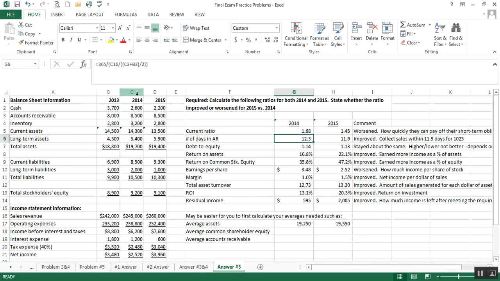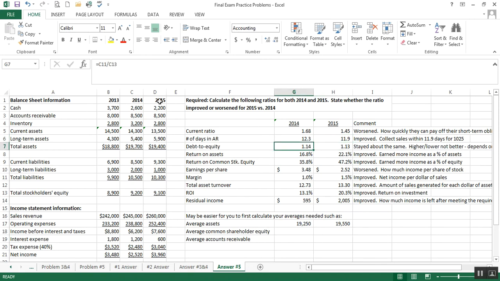So again, your accounts receivable turnover is calculated as your sales divided by your average accounts receivable. And then you take 365, the number of days in the year, divided by your accounts receivable turnover to get your days in AR. This is telling us how quickly the company collects their accounts receivable. In 2014, they collected their AR in 12.3 days, and in 15 it went down to 11.9. This is an improvement because they were able to collect the cash from sales even quicker.